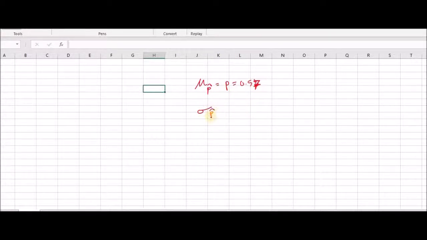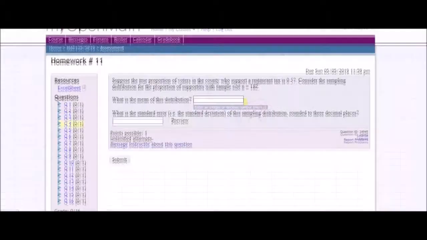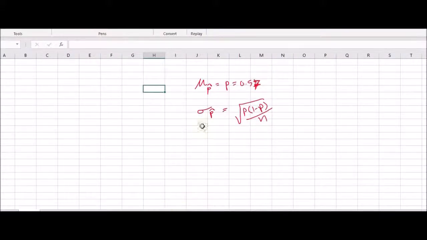To find the standard deviation of the distribution of sample proportion, we know the formula: the square root of the population proportion times 1 minus the population proportion, divided by the sample size. We know that the population proportion is 0.57 and the sample size is 182, and based on that we're going to compute. So I will compute it here right away.